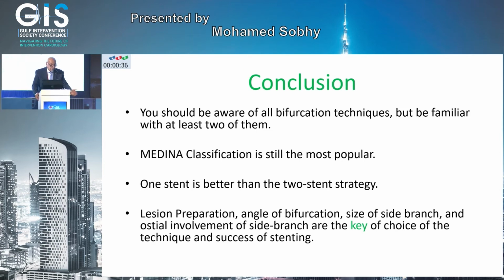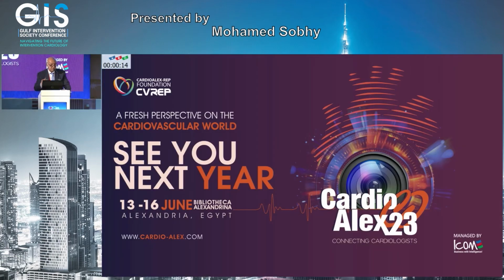Then, Mr. Chairman, my colleagues, the conclusion of my talk: you should be aware of all bifurcation techniques, but be familiar with at least two. Medina classification is still the most popular. One stent is better than a two-stent strategy. Lesion preparation, angle of bifurcation, size of the side branch, and ostial involvement of the side branch are the key choices of the technique and success of stenting. Thank you very much, and see you in the next Cardio Alex.